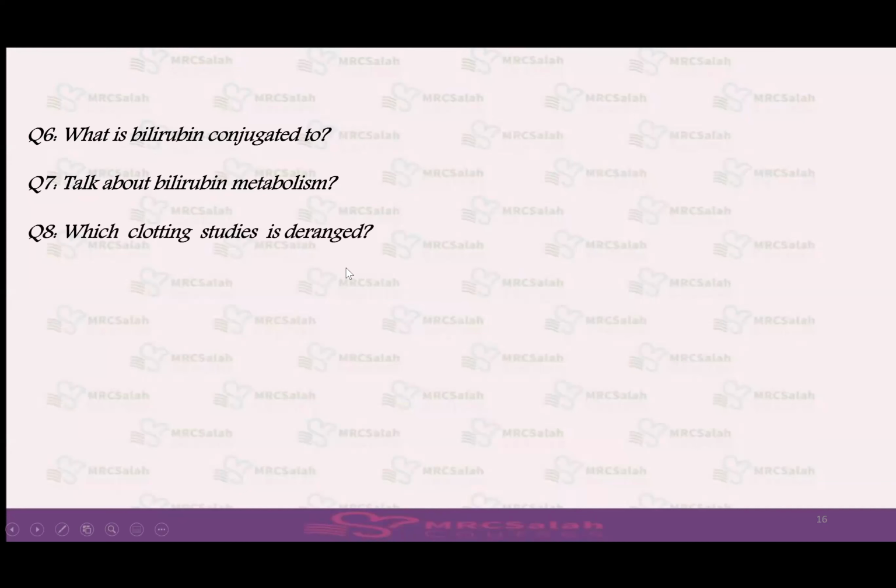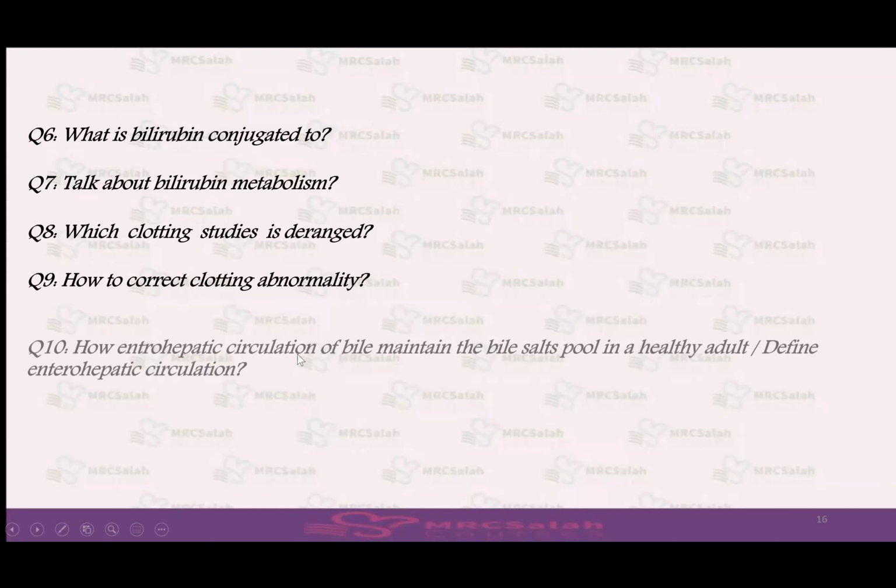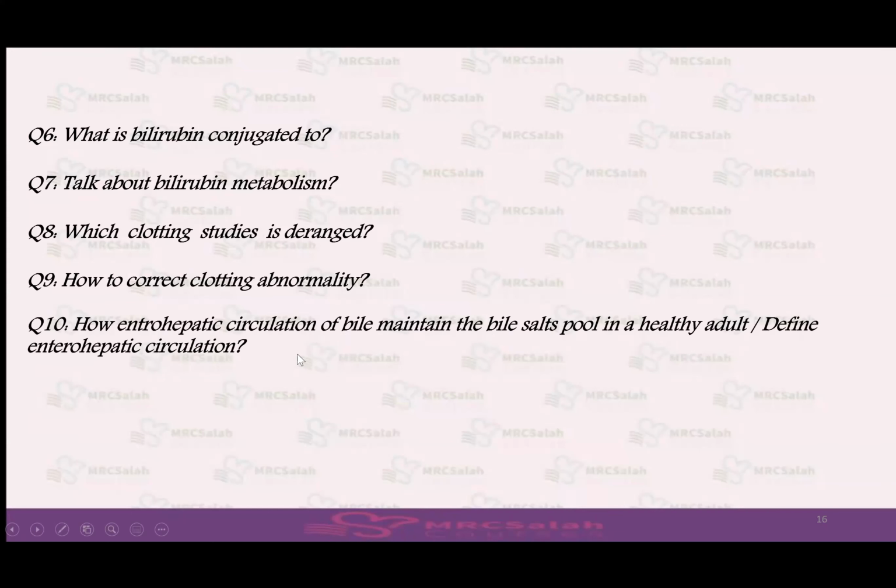Which clotting studies could be deranged in this patient? The prothrombin time and the INR. How to correct this clotting abnormality? Give IV vitamin K, fresh frozen plasma, and prothrombin complex concentrates, and also consult a hematologist. Yes, it should be corrected according to the situation of the patient. If he is going for emergency surgery, for sure we will not give vitamin K because it takes a long time to start. So we'll give the fresh frozen plasma and the PCC.